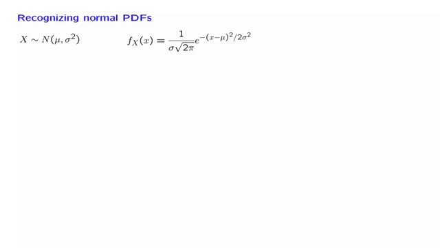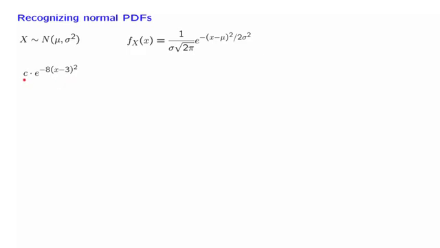In this lecture sequence, we will do a lot with normal random variables, and for this reason it is useful to start with a simple observation that will allow us later on to move much faster. Recall that a normal random variable with a certain mean and variance has a PDF of this particular form. What if somebody gives you a PDF of this form and asks you what it corresponds to?